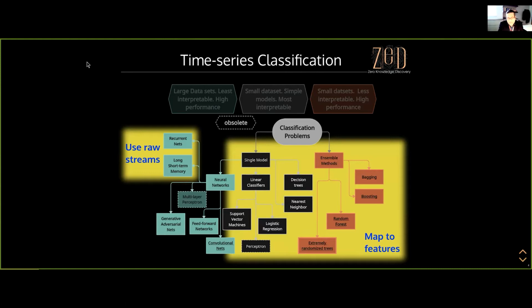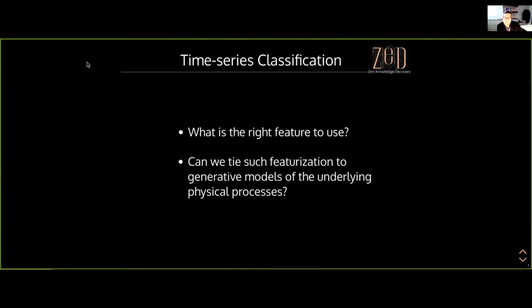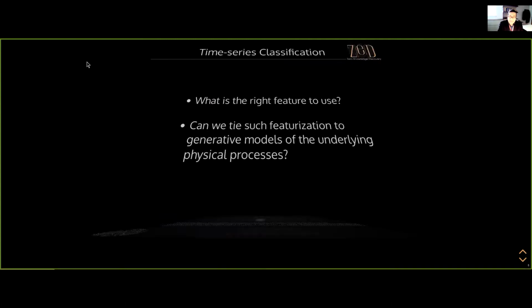If you want to use algorithms that are typically applied to tabular data, you need to map them to features. So what is the right feature to use? That's really the core problem that we looked at. And can we tie such featurization to generative models of the underlying processes, the physical processes? So let's look at that.